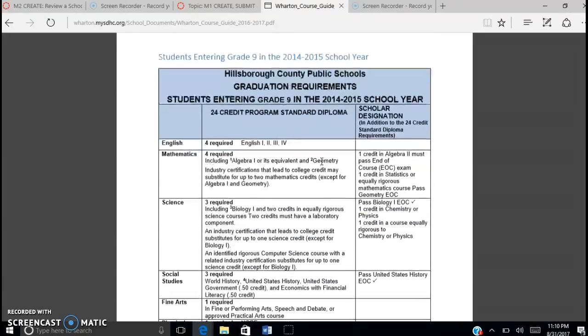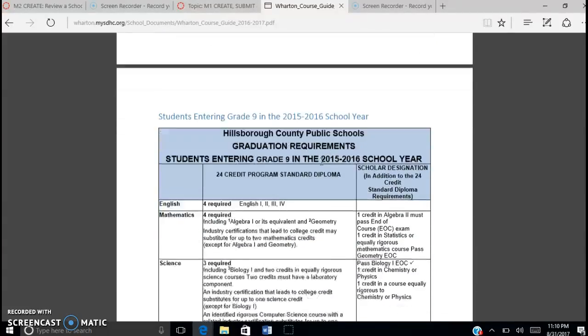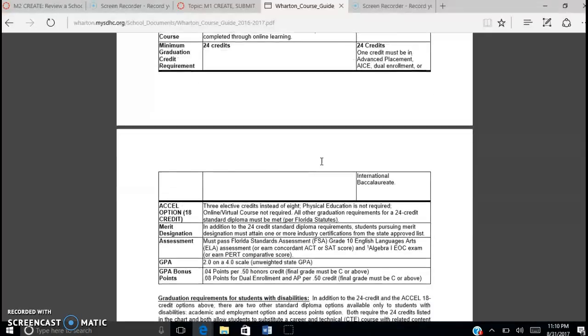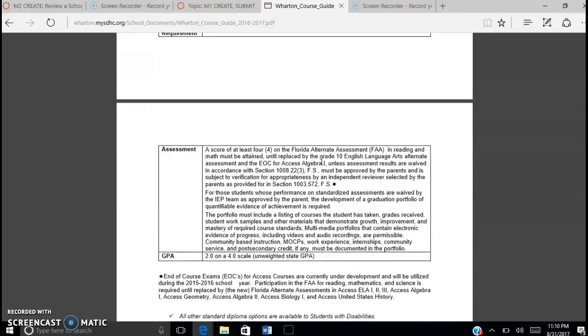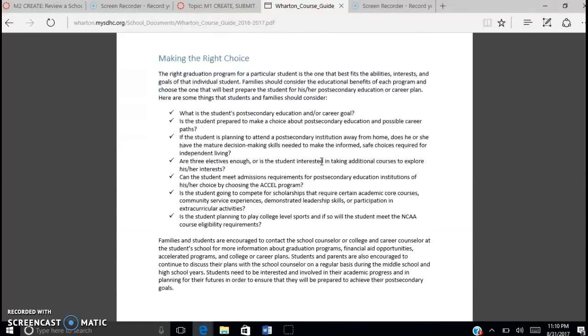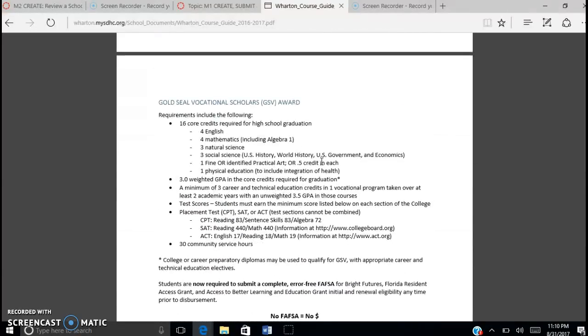So this is pretty much like the school catalog, as you would call it in college. And it also tells you about other stuff such as dual enrollment and GPA requirements for graduation and a whole lot of good stuff. So overall, it's a pretty good website.